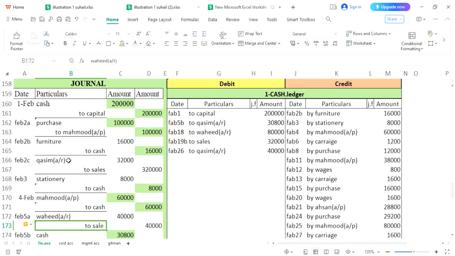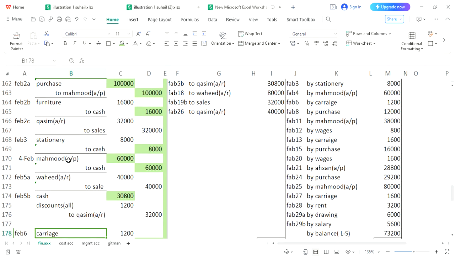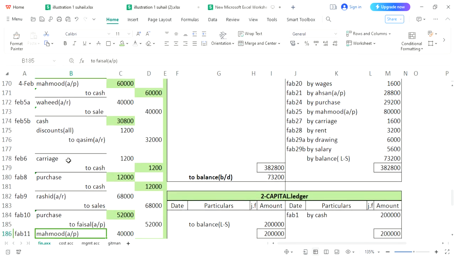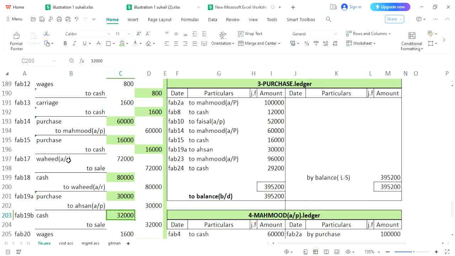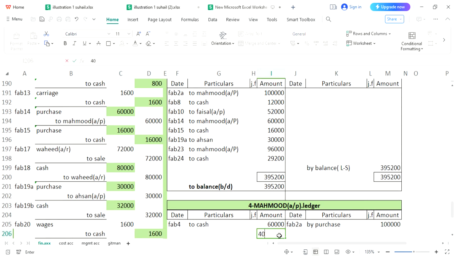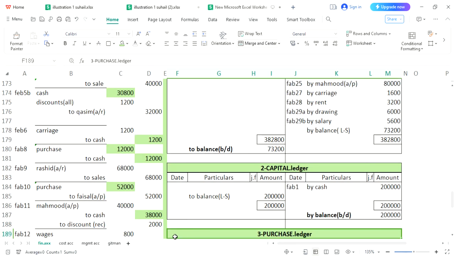Start your search again. For every ledger you will have to search from the beginning to end. Alright, you can understand it. Where else is Mahmood present? Yes, we have got Mahmood on debit side 40,000. So we'll go to the ledger of Mahmood. We'll put 40,000 on debit side. It's time to see its reference.